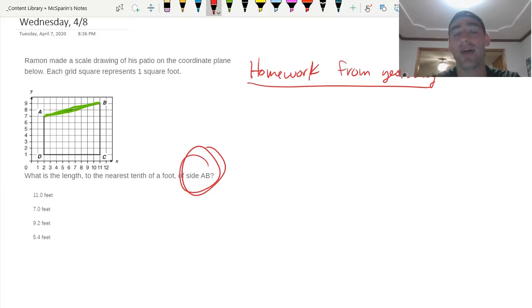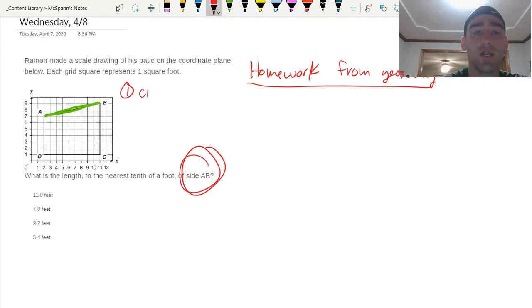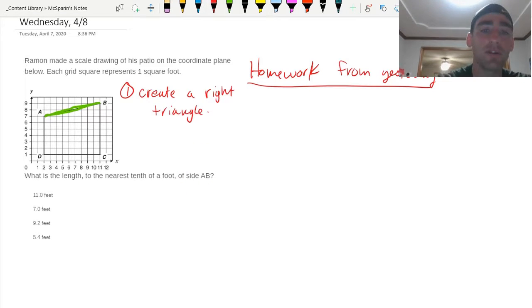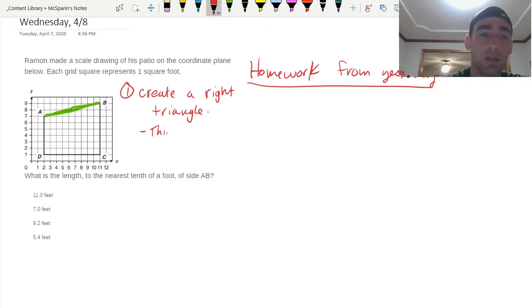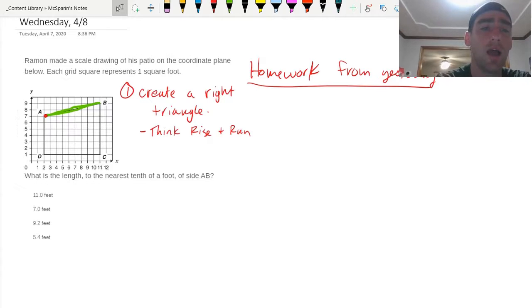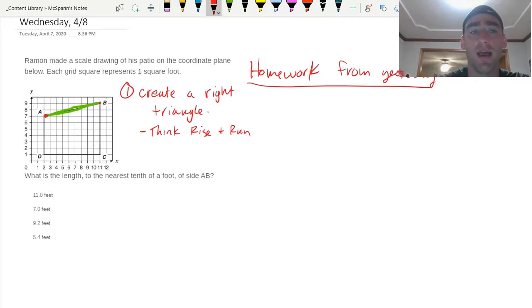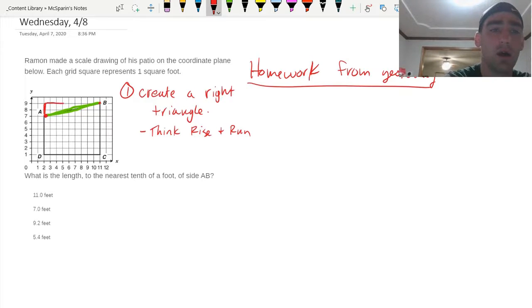Now, some of you guys have been having a hard time coming up with the right triangle. So let's write out our steps here. The first thing we need to do is create a right triangle. Now, how do I do that? Well, I really like to think of it as rise and run. I know in your algebra classes you talked about rise over run. So for me to start at A and move to B, I'm going to have to rise and I'm going to have to run. So I'm going to rise up and then I'm going to run over.